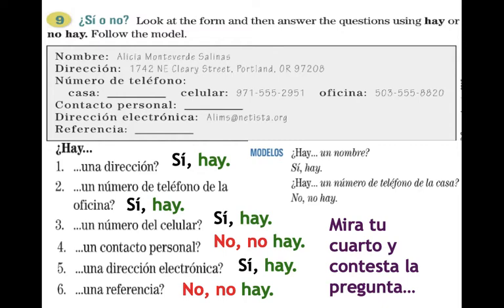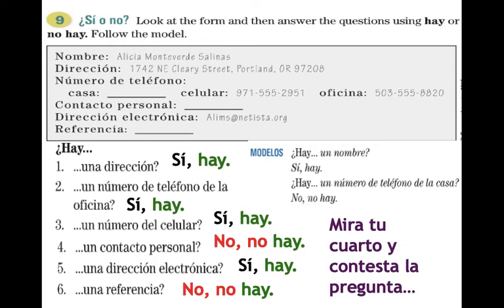Let me ask you a couple questions about what might be around you. ¿Hay unas ventanas? You either answered, sí, hay. Yes, there are some windows, or no hay. There aren't any windows. ¿Hay un libro? Bueno, you looked around to see if there was a book. ¿Hay tres puertas? You have three doors in that room? Sí, hay. No, no hay.